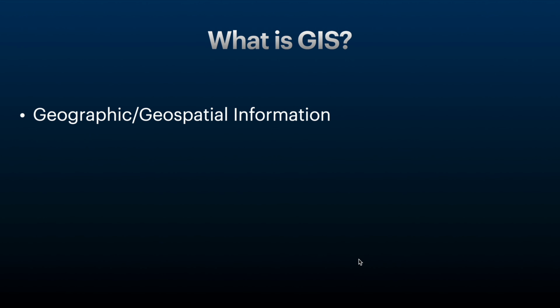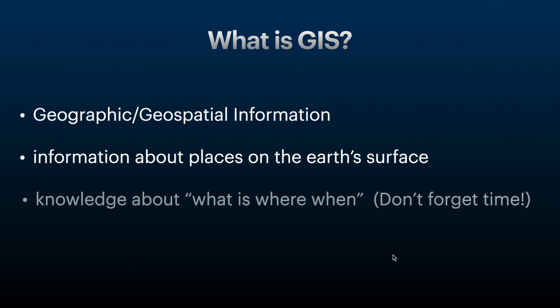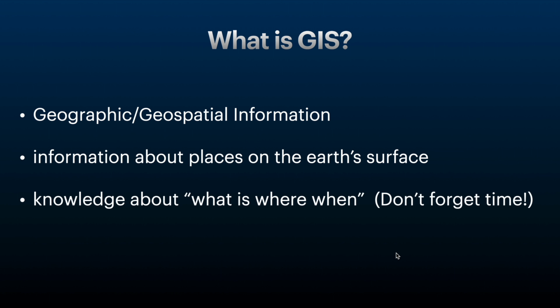Now let us answer what GIS is. GIS is geographic or geospatial information, that is, information about places on Earth's surface. Anything which is moving or non-moving, moving like a car or a person, or non-moving like buildings, places, farms, fields, sea, rivers, ponds, etc. It is knowledge about what is where, and when. So what it is, where it is, and when, at what time. So time is also a very important component of GIS.